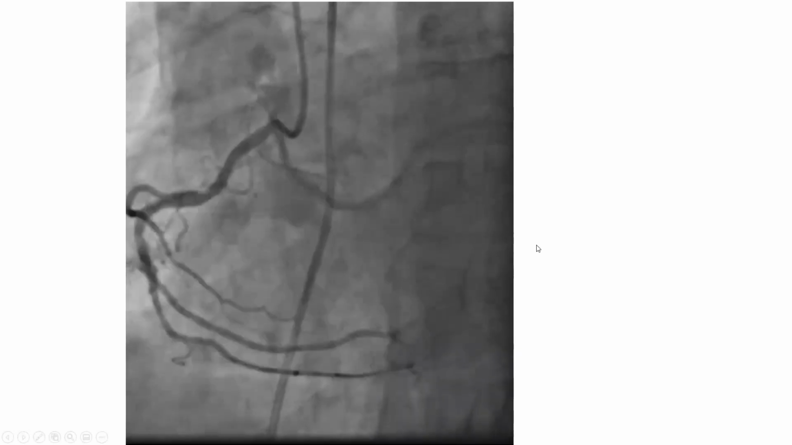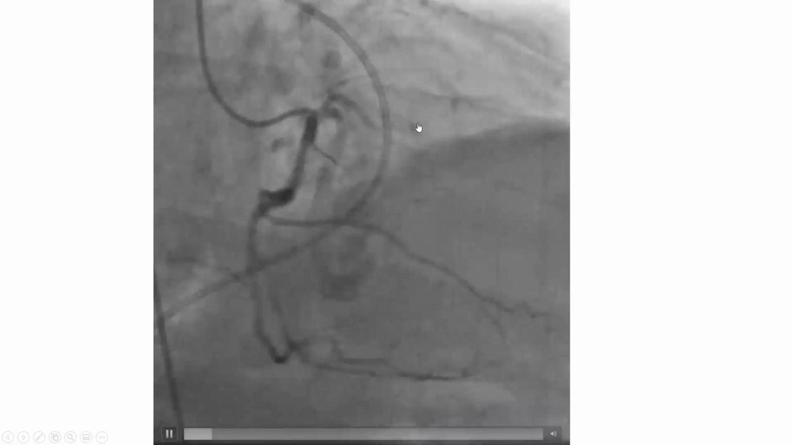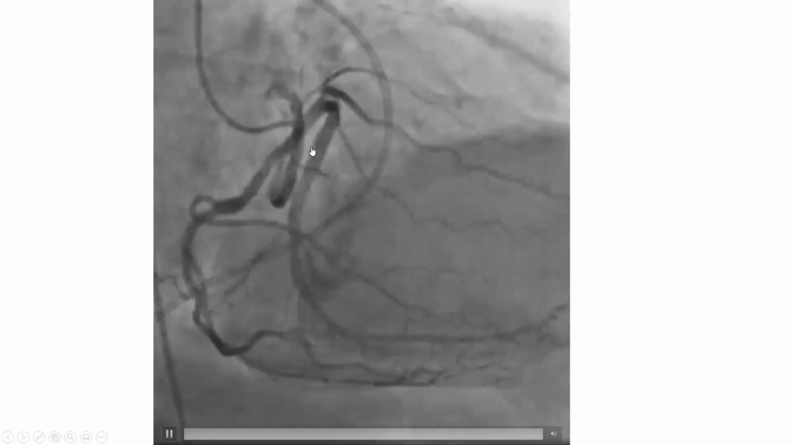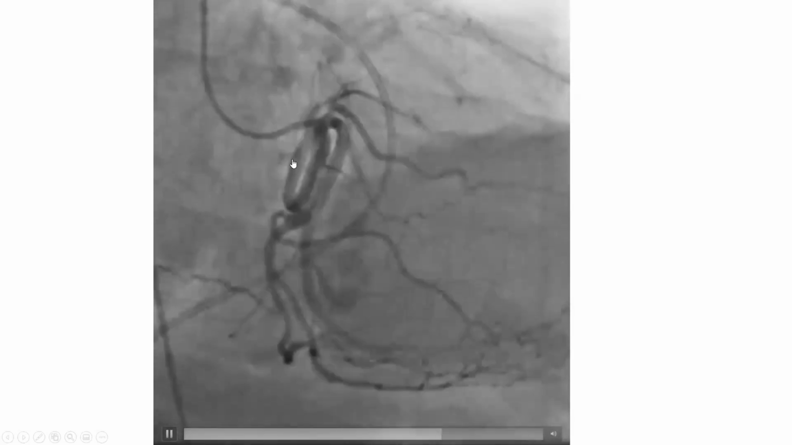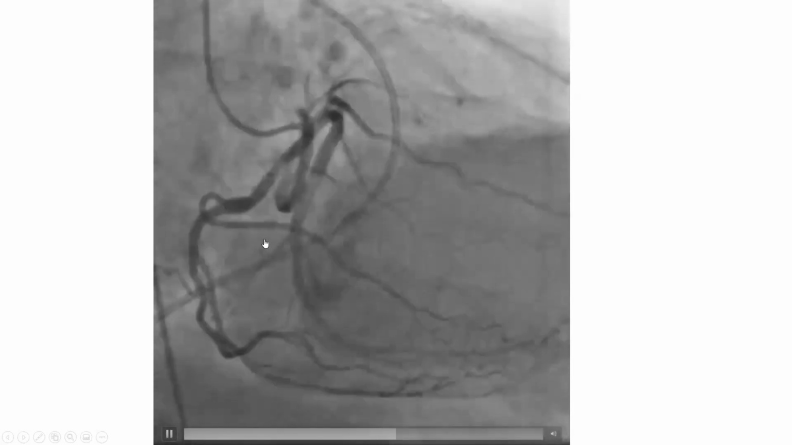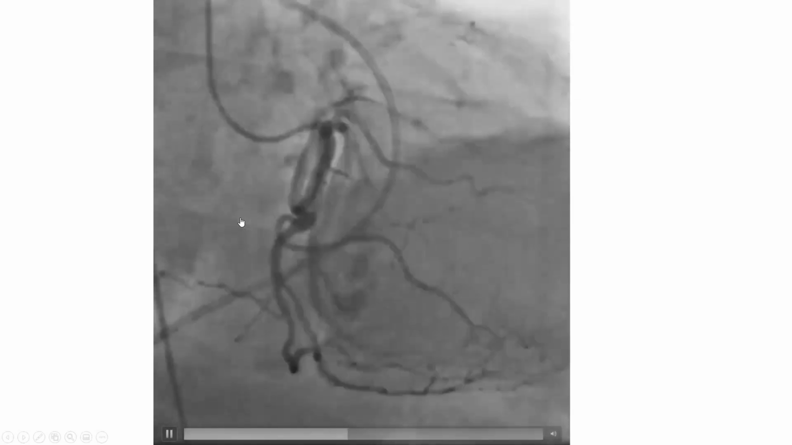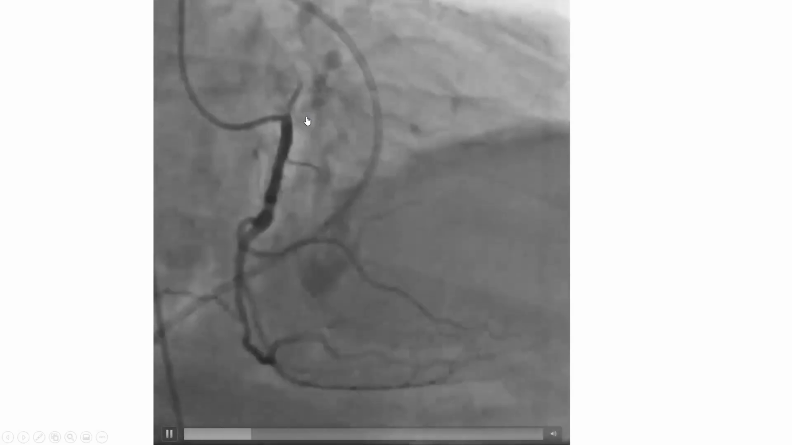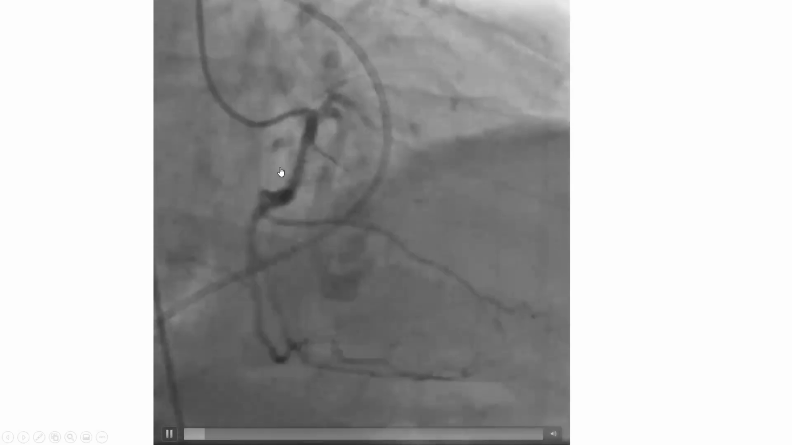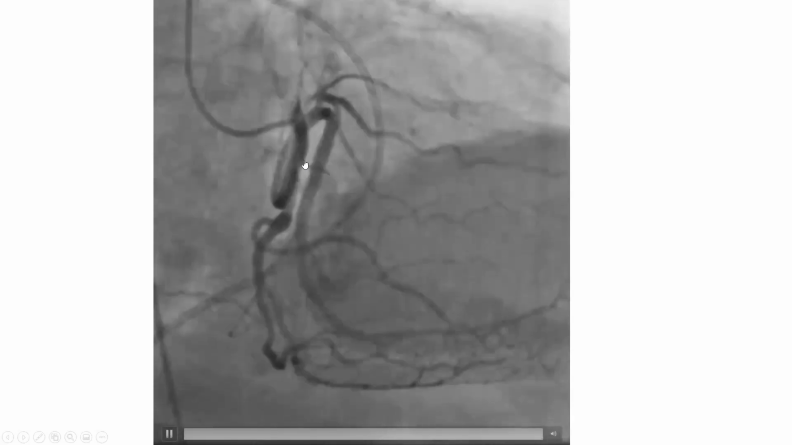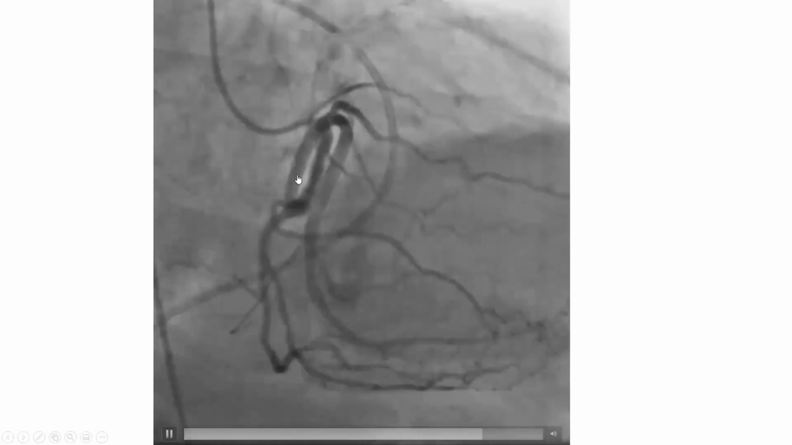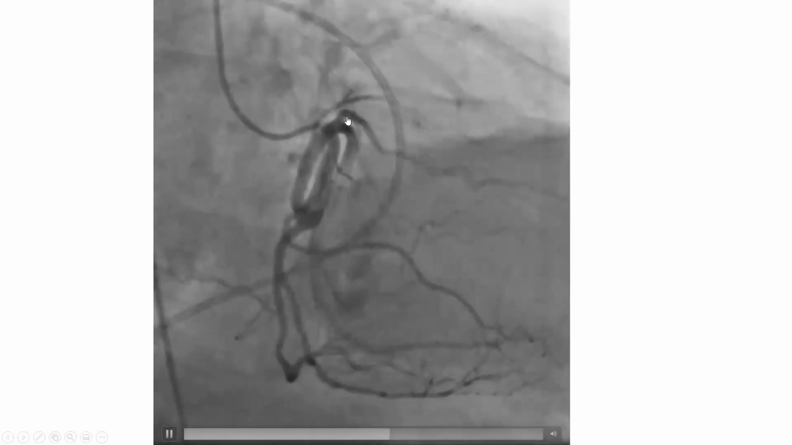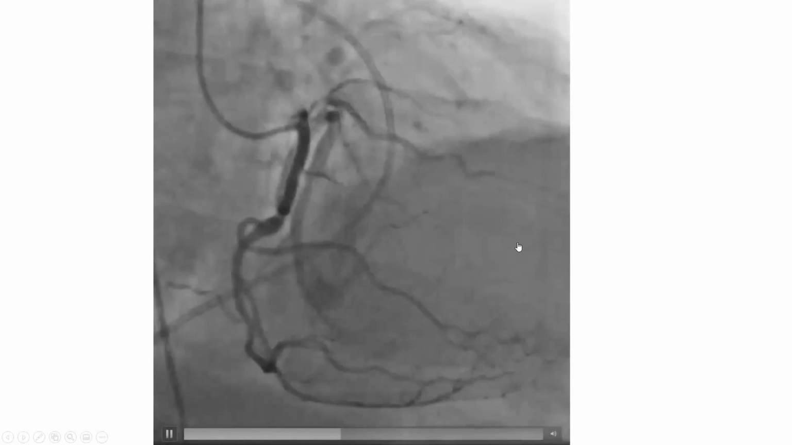So we did an RAO view, and this is the RAO view. Again, it shows a lot of overlap, but try to isolate your points of interest. So the RCA is this artery here. Okay, this is the RCA. And you see the circumflex as that noodle, that loop, going behind the aorta and coming to the left AV groove and giving a bunch of obtuse marginal branches.